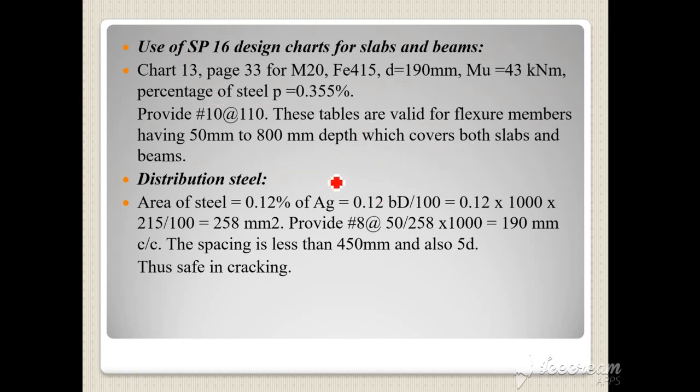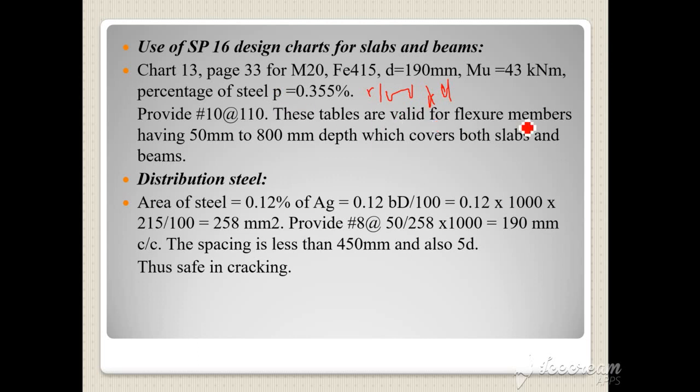Use of the SP16 design chart for slab and beam. So let's check one more chart, Chart 13, page number 33, for M20 Fe415. For effective depth 190 and Mu 43, the percentage of steel is 0.355%. So provide 10 mm bar. As per 0.35%, into B is 1000 into D, and D is 190. So it is coming around 10 mm bar at 110 center to center.